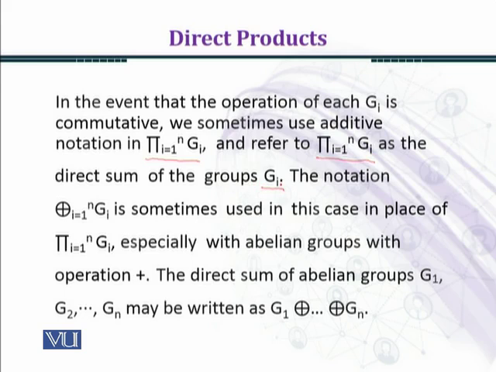The notation direct sum i equal to 1 to n Gi is sometimes used in this case in place of direct product i equal to 1 to n Gi, especially with abelian groups with operation addition. The direct sum of abelian groups G1 up to so on Gn may be written as G1 direct sum up to so on direct sum Gn.